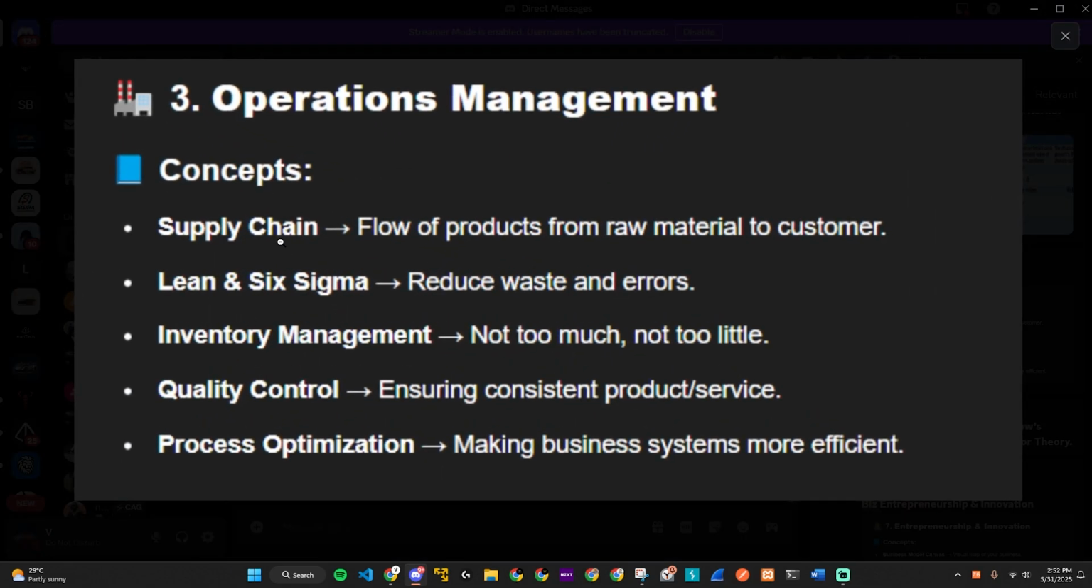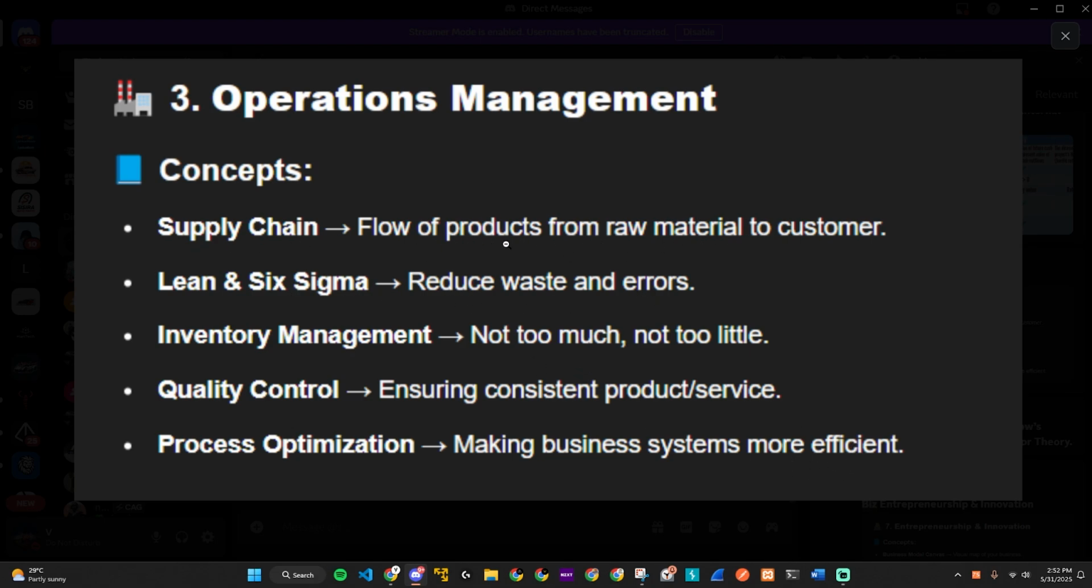Operations, and as you can see, supply chain, reduce waste, make the most out of the data, and for the future. And that's why we're collecting data. Inventory management, not too much, not too little. Quality control, ensuring consistent quality of the product and service. Inventory management, not too much, not too little, right? Process optimization, making business systems more efficient. So this goes back to Six Sigma.